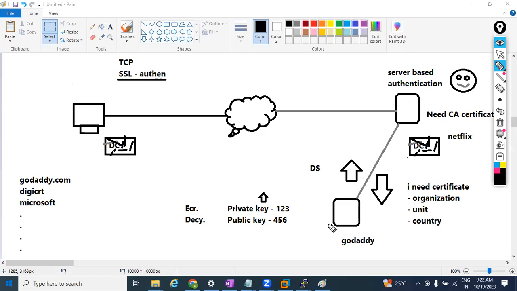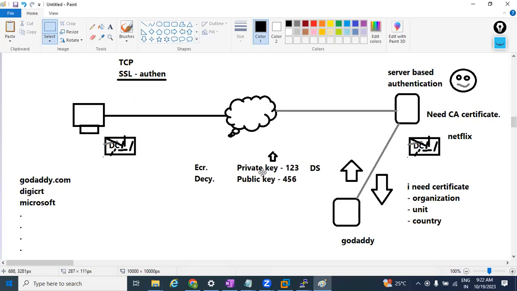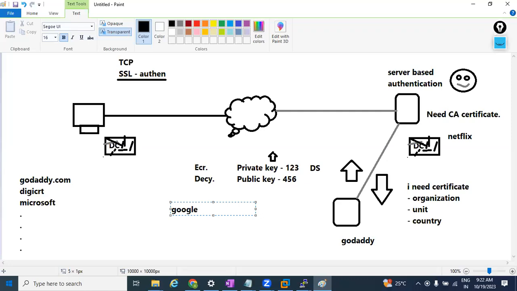So now, what exactly is the business model here? Netflix has to pay GoDaddy. Now, GoDaddy also knows that in the corporate world, the people are mostly using two or three browsers, like Google Chrome, Firefox, Internet Explorer.